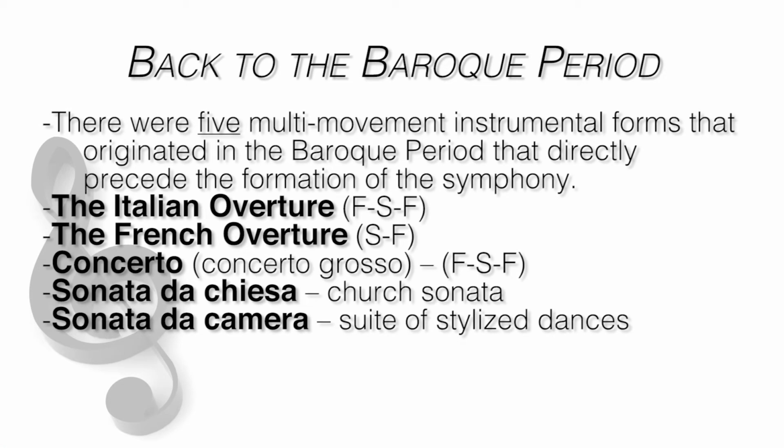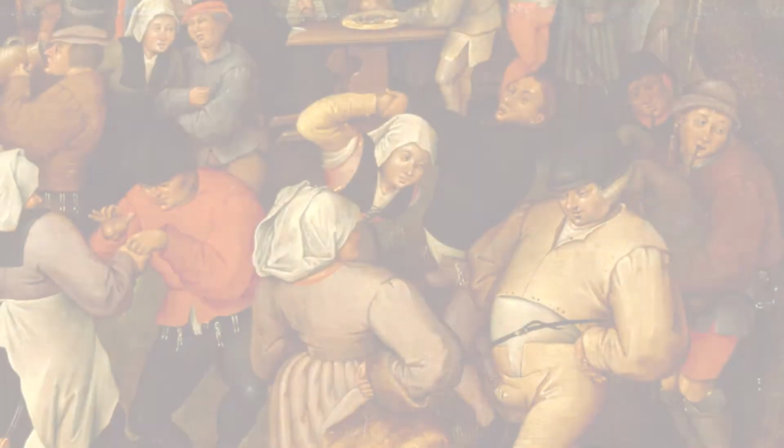The other two concepts were the sonata da chiesa, the church sonata, and the sonata da camera, or a party-like atmosphere, a dance suite. The sonata da chiesa, or the church sonata, would have been used at a funeral or maybe some sort of church service. So it did observe multiple movements, but it did not have extreme changes of tempo. So mostly slow and moderate tempos for it.